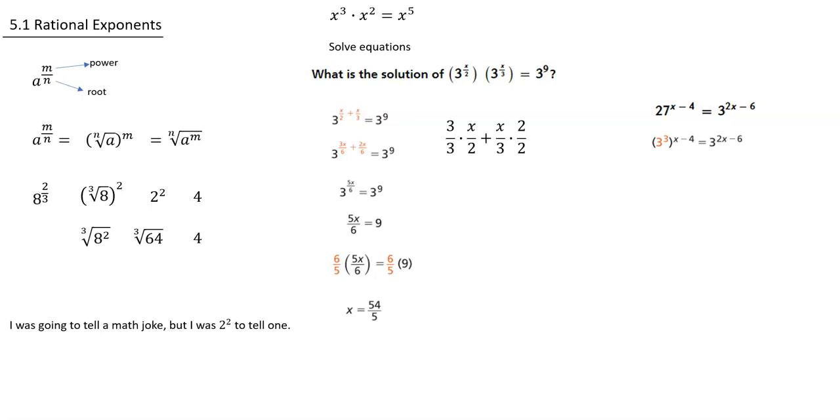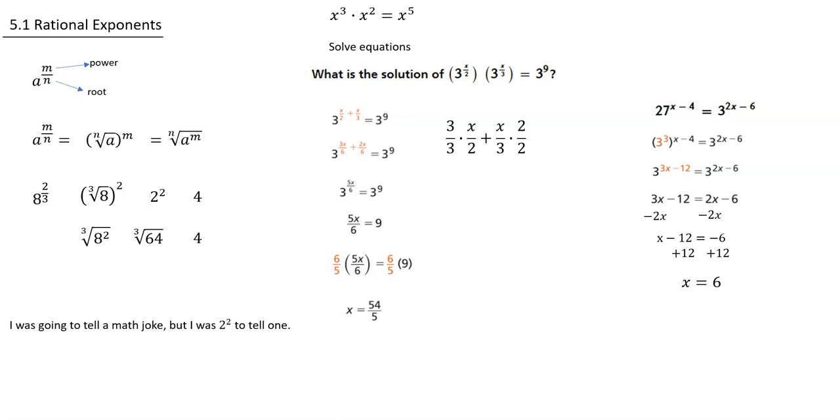And now when we take a power to a power, we multiply the exponents. So we're going to multiply 3 times x minus 4. So we get 3 to the 3x minus 12 equals 3 to the 2x minus 6. Now again, we have a single term on each side of the equal sign, and it has the same base. The exponents have to be equal then. So 3x minus 12 has to equal 2x minus 6. So now we'll subtract 2x from both sides. We get x minus 12 equals negative 6. And then we'll add 12 to both sides, and we get x equals 6, and that's our solution.